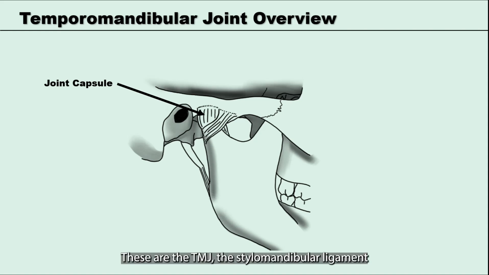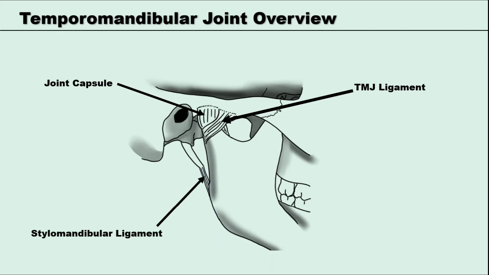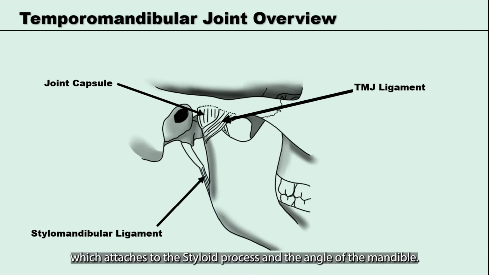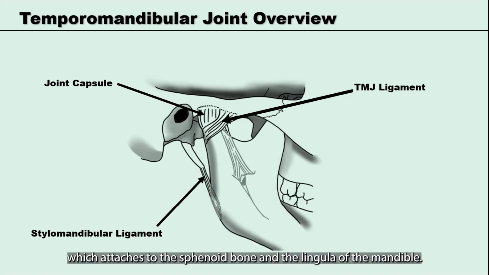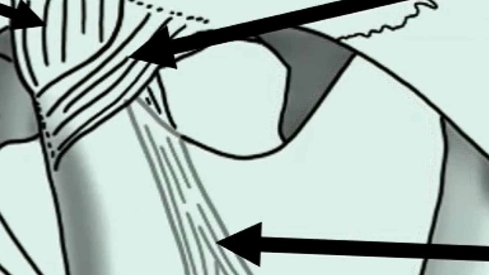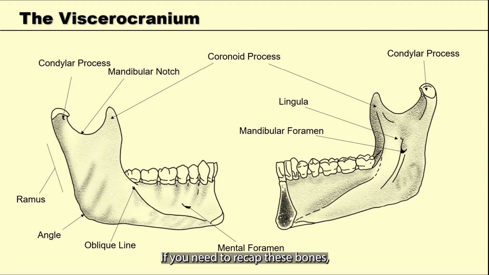These are the TMJ, the stylomandibular ligament, which attaches to the styloid process and the angle of the mandible. And we have the sphenomandibular ligament, which attaches to the sphenoid bone and the lingula of the mandible. If you need to recap these bones, you can see the previous video in which we looked at the bones of the skull.